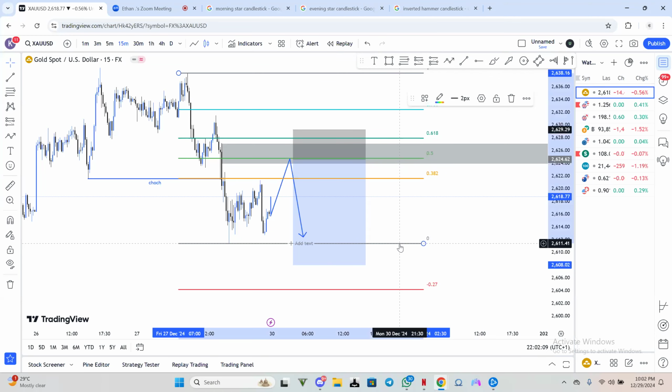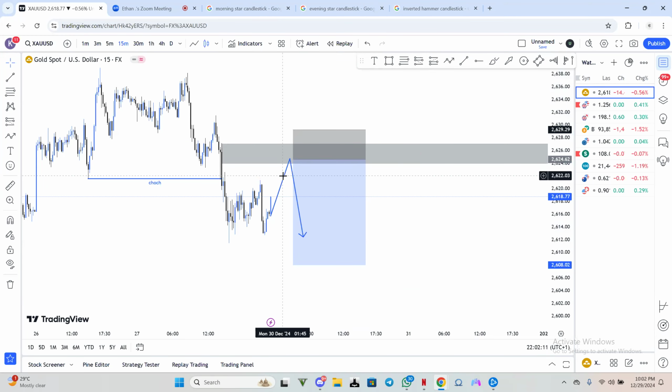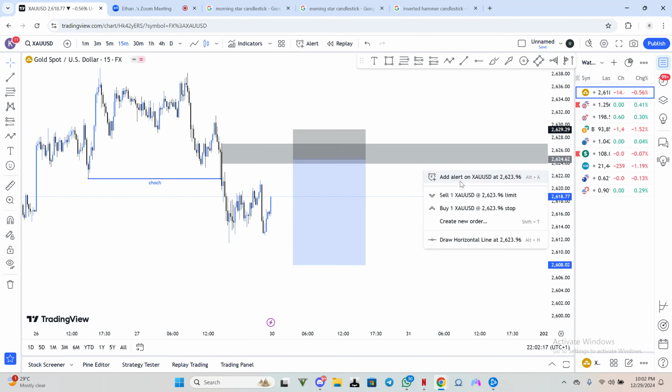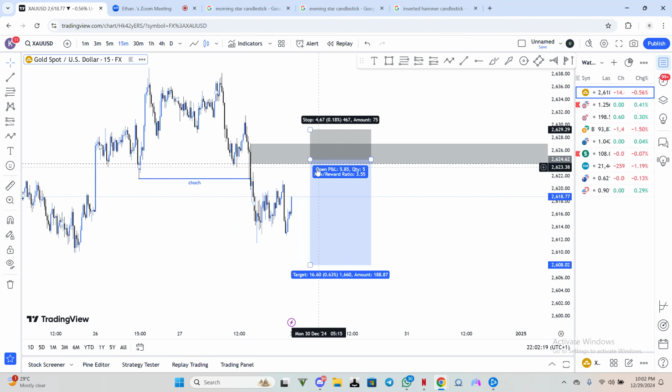We'll be expecting gold to sell from here. So you guys should just go and set your alarm around this level. Once price action has gotten to that level, we'll see how it plays out. So this is the gold signal for this week, for tomorrow.